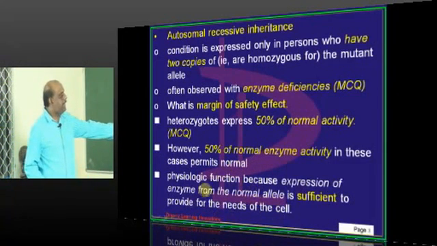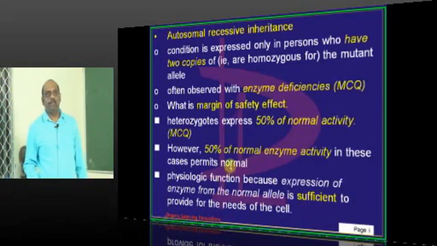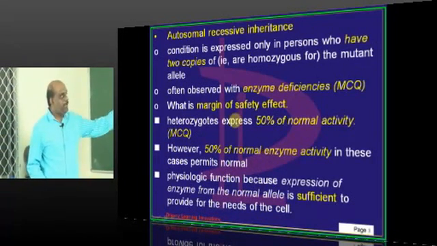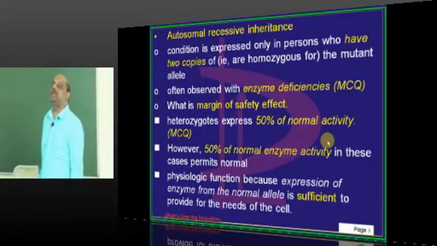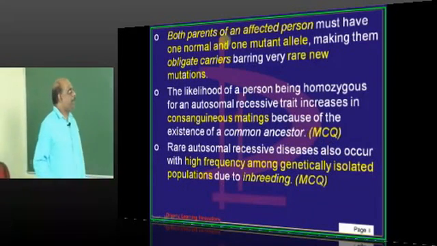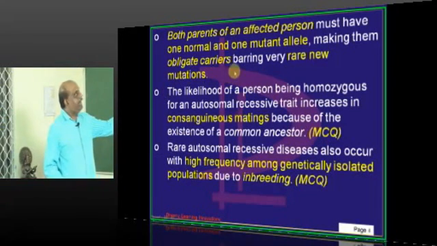So the physiological function ultimately is not compromised. This is called the margin of safety effect, which is applicable in autosomal recessive disorders. This is what needs to be remembered.